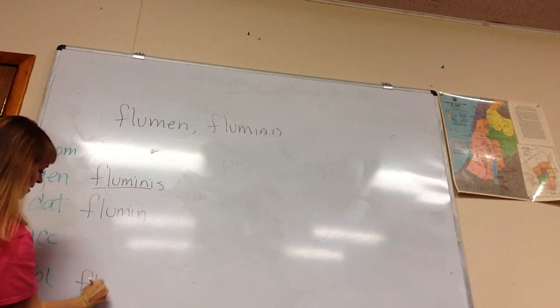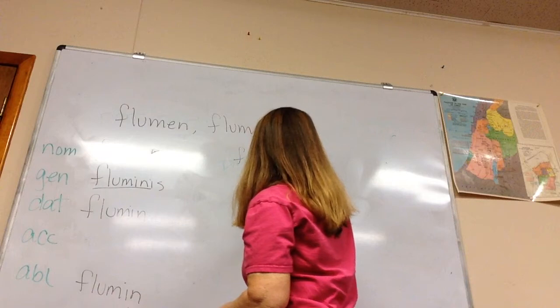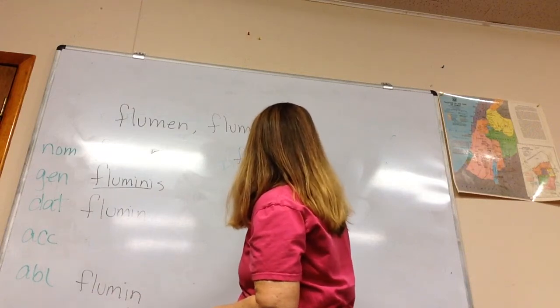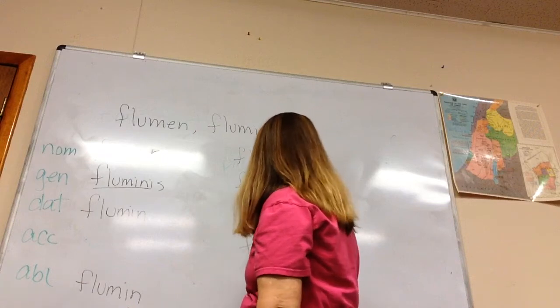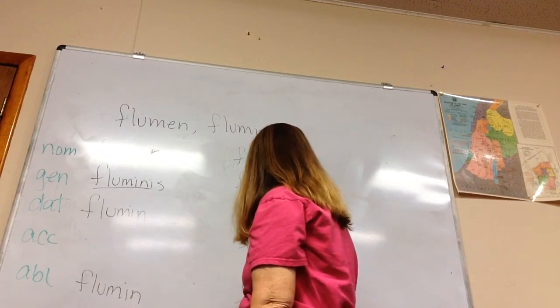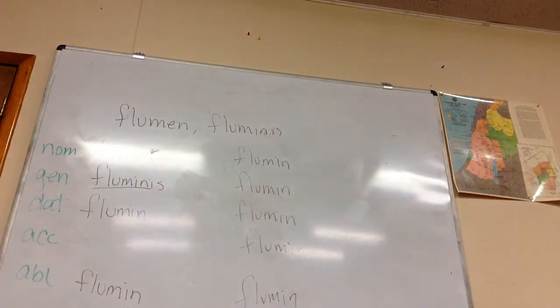So I'm going to write that stem. Flumen, flumen, flumen, flumen. I know, flumen, flumen, flumen. Okay. Where didn't I write it? Why? Because it's the same as the nominative.